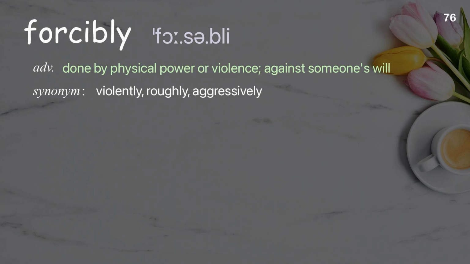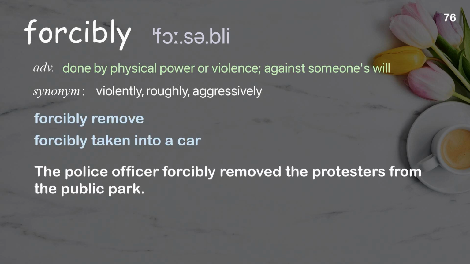Forcibly. Done by physical power or violence, against someone's will. Examples: forcibly remove, forcibly taken into a car. The police officer forcibly removed the protesters from the public park.